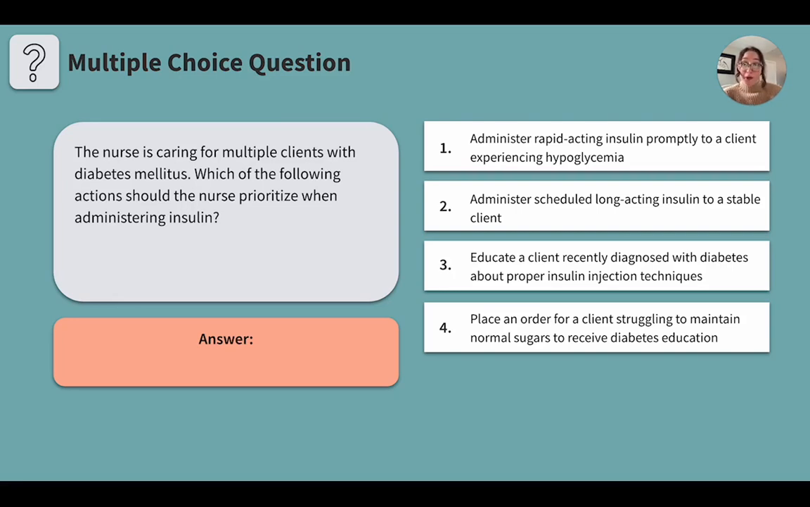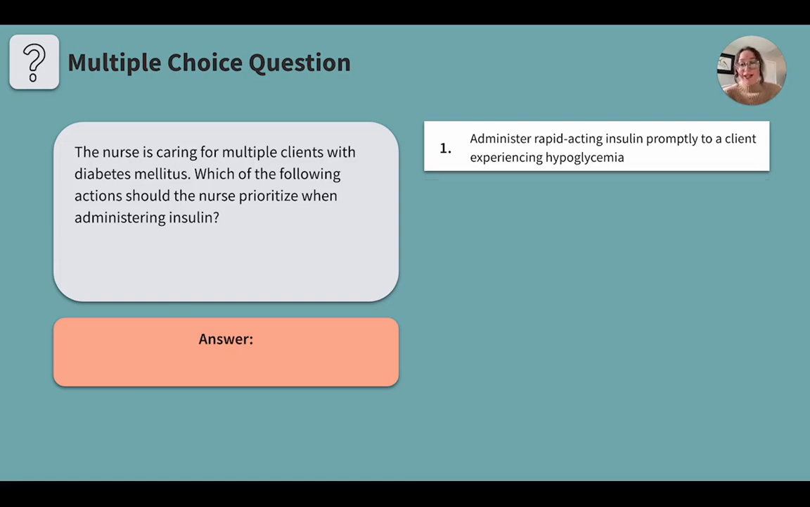Alright, this is a priority question, so remember, we're looking for the best answer choice. Take a second to pause the video, make your choice, then when you're ready, press play and we will review the question together. Okay, now that you've had a chance to review, let's go through each answer choice and try to narrow them down. First, administer rapid-acting insulin promptly to a client experiencing hypoglycemia.